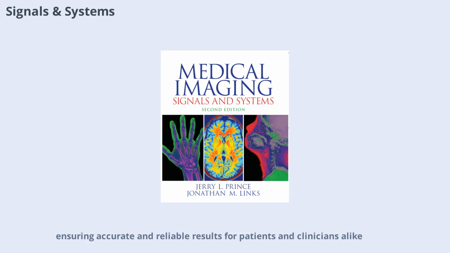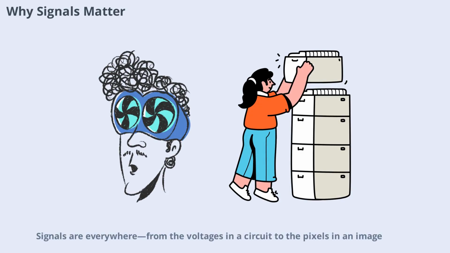Signals are everywhere, from the voltages in a circuit to the pixels in an image. They form the backbone of modern engineering and technology. In medical imaging, signals help us capture, process, and interpret data from the human body. Whether it's an electrical signal from an ECG or the intensity variations in an MRI scan, understanding signals is key to unlocking the secrets of the body and improving healthcare outcomes.